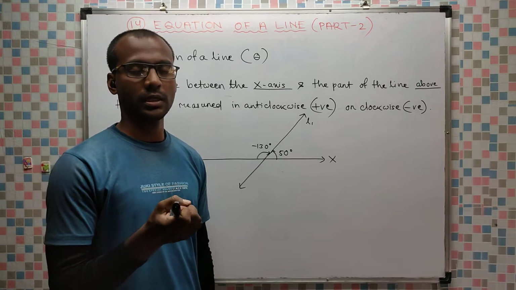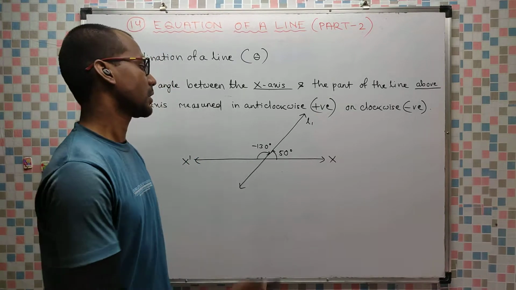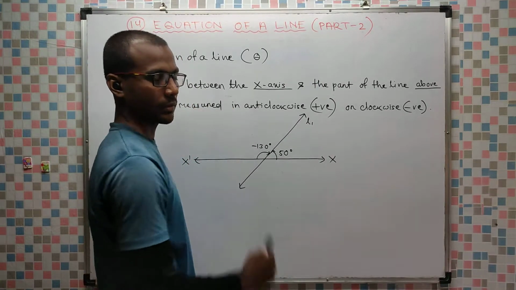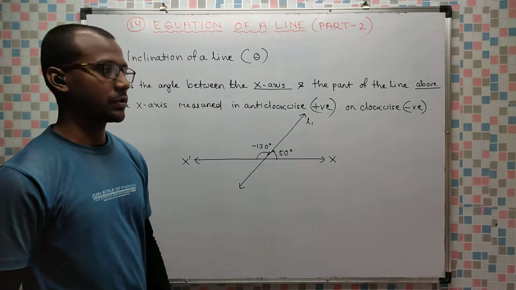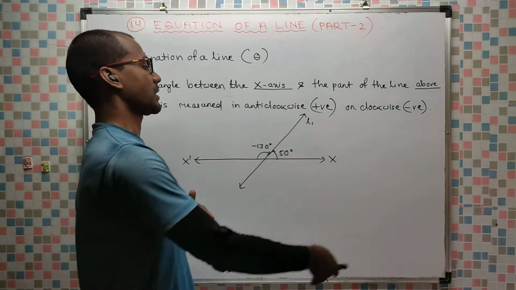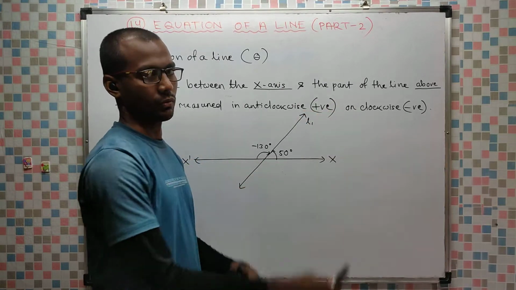130 degree and minus 130 degree are different. 130 degree means anti-clockwise 130 degree. The line should be like this. This is minus 130. So give importance to sign. Sign is very important. Plus means anti-clockwise, minus means clockwise.